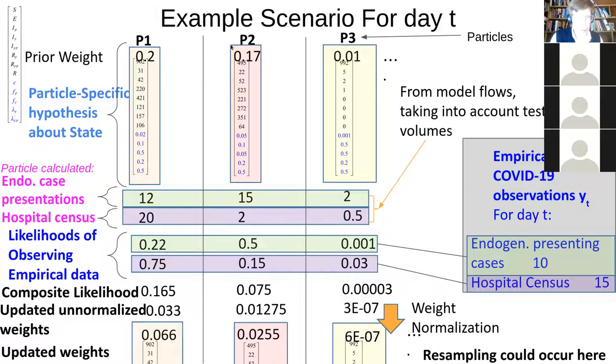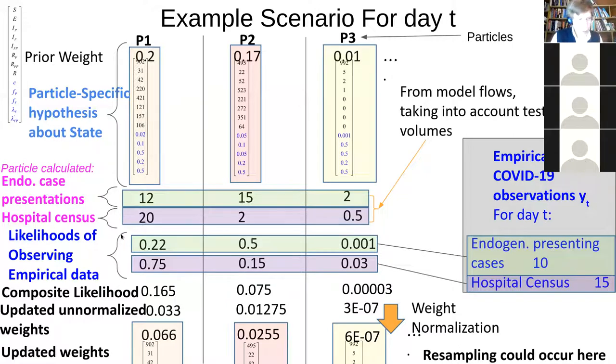They're all just numbers, right? Particle two has a different belief about the world. It believes there are 495 susceptibles, whereas P1 says, nah, there's 902. And P3 says, no, there's 992. You folks are out to lunch. Okay, these are the particles. Each particle has a certain belief about the world right now, at this time.